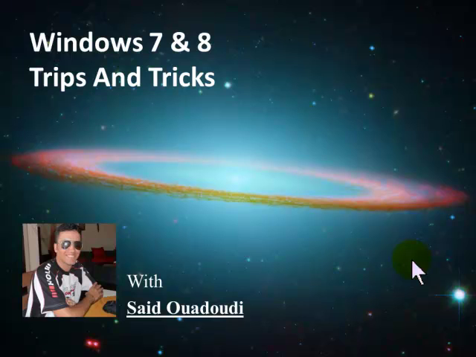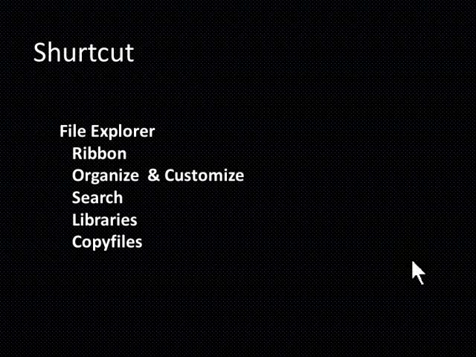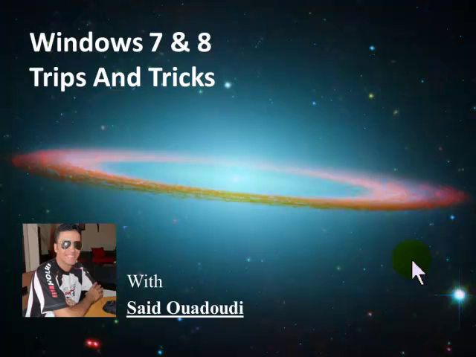First thing we find in Windows 8 is that the name of Windows Explorer has changed. It's become File Explorer, and in this movie we will discover what File Explorer is and what's new. We will discover what the ribbon is, and how to organize and customize our File Explorer, how to search, how to use the library, and how to copy files using File Explorer. So let's start and have some fun.